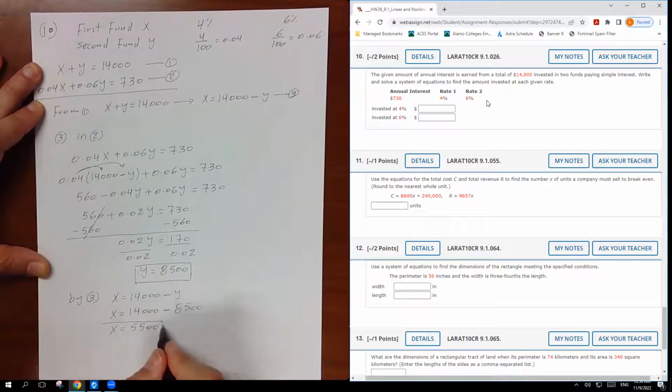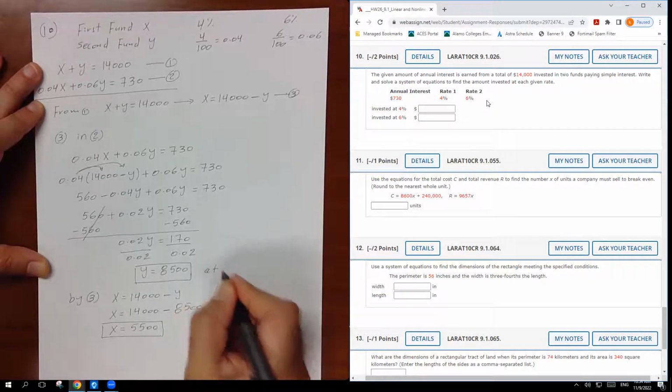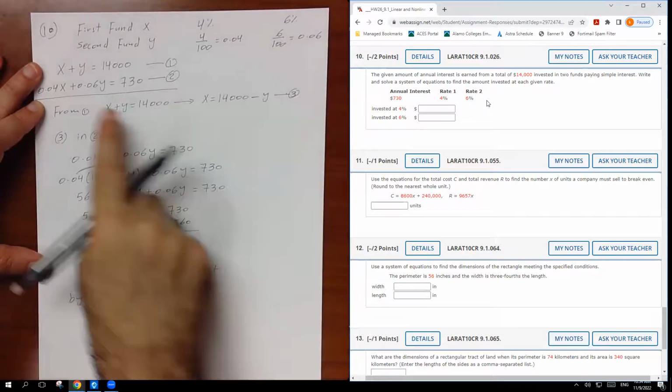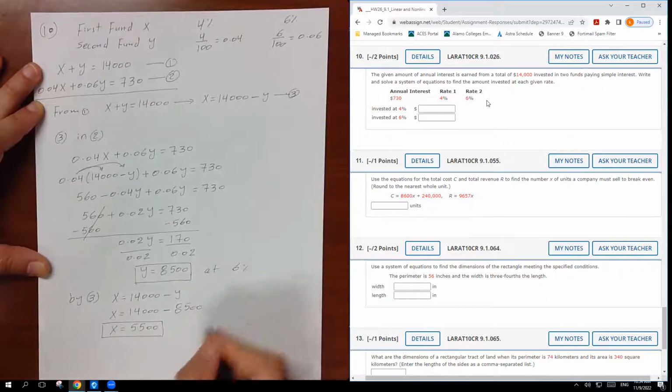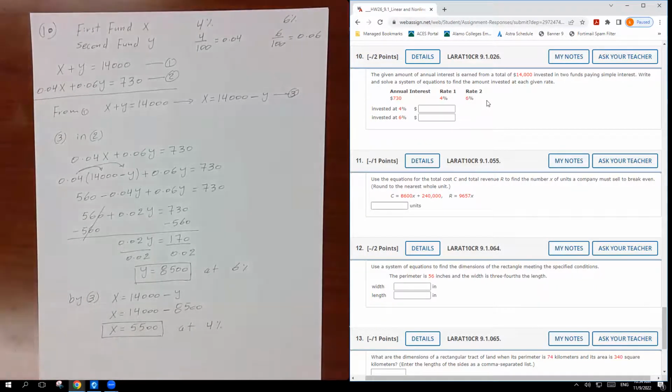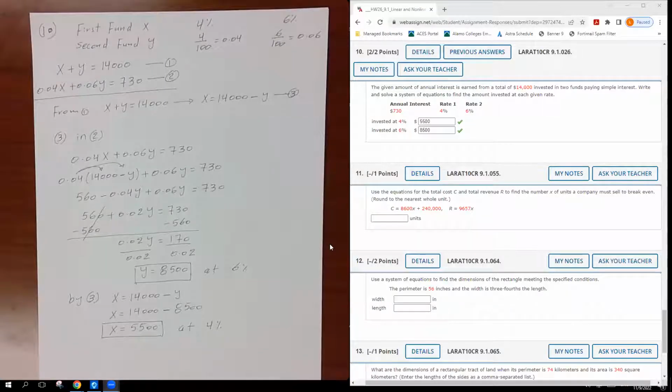This is y with 60%, because we let 60% here with the y, and this one at 4%. That's it for this example. So we're going to type here at 4% is going to be 5,500, and at 60% is going to be 8,500. We got it right. Now let's go to example 11.